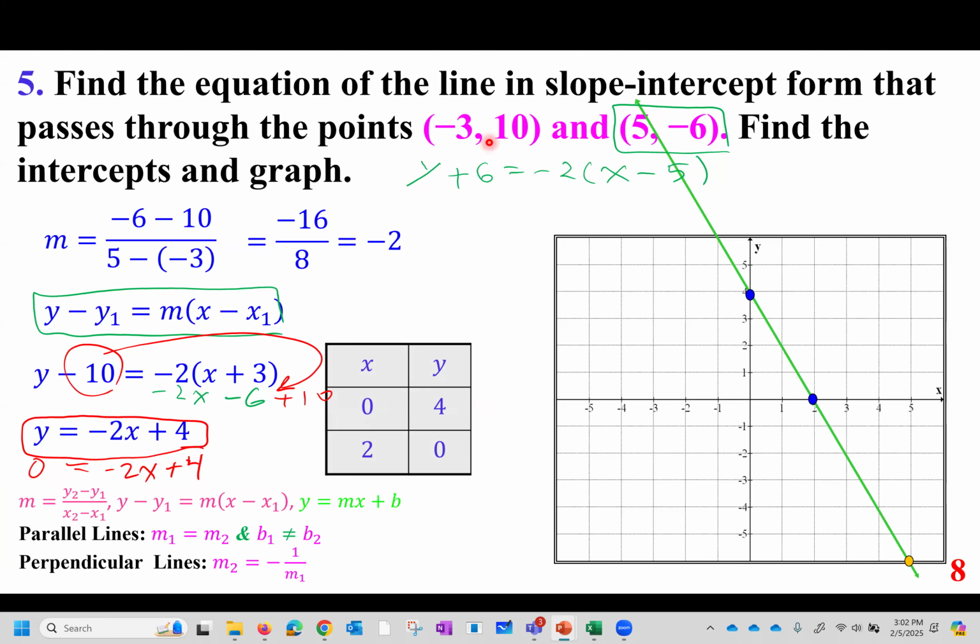And you can use the original pairs. This gives you a better and more precise location. So negative 3, 10, 5, minus 6. Again, I like to add intercepts.